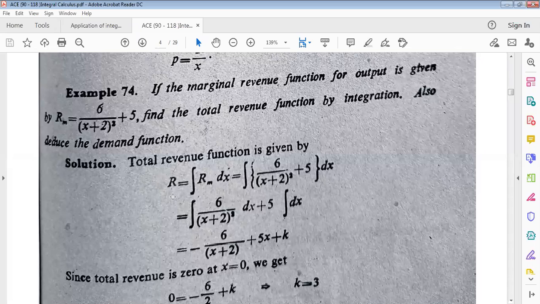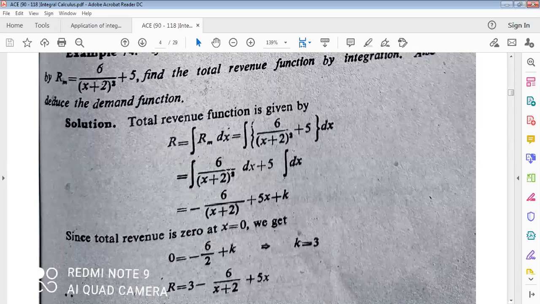The total revenue function is given by R equals the integral of Rm dx. We have to integrate this. This is the marginal revenue MR. If you want to find the revenue, we must integrate this. So the integral of Rm dx, that means the integral of [6 divided by (X plus 2) whole square plus 5] dx. Now you have to integrate it with respect to X. Actually, how to integrate it? Just 6 divided by (X plus 2) whole square dx plus 5 times the integral of dx, distributing the integral sign to both terms.